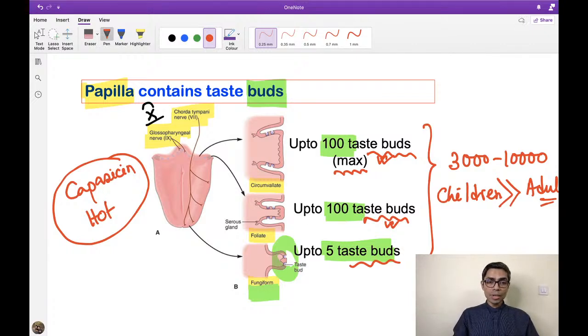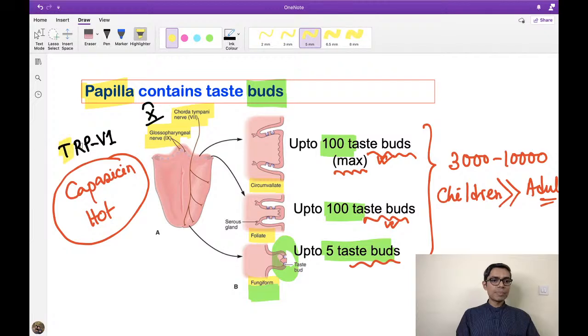It is going to stimulate your trigeminal nerve, because the ending of the trigeminal nerve, which is present on the surface of the tongue, contains a special ion channel known as the TRPV1 ion channel, the transient receptor potential channel. We have discussed this ion channel in the pain pathway: it is the receptor channel which is also responsible for pain sensation. So if you give capsaicin, you can also perceive pain.